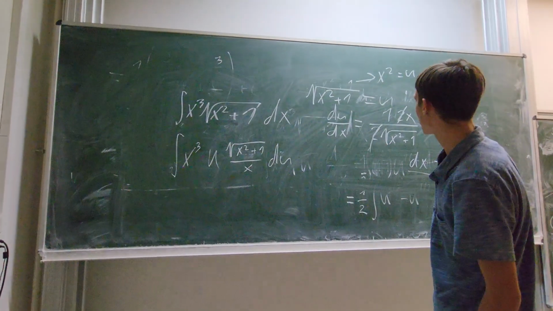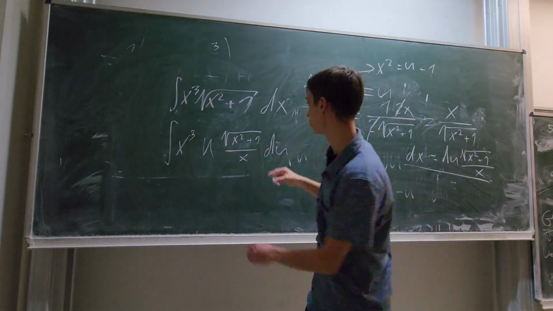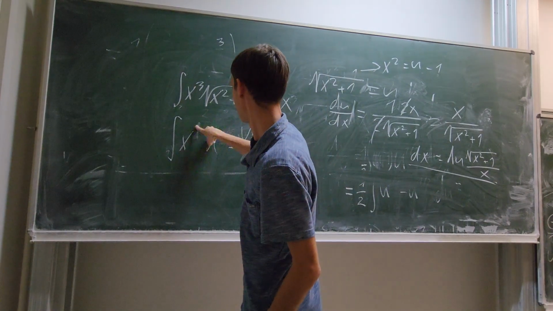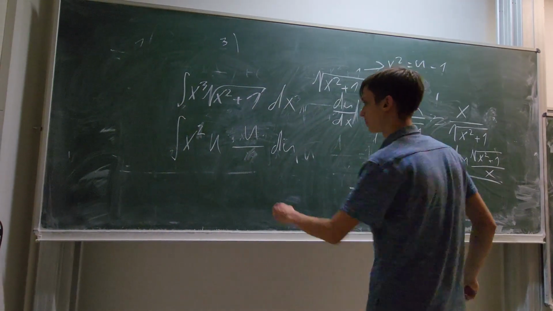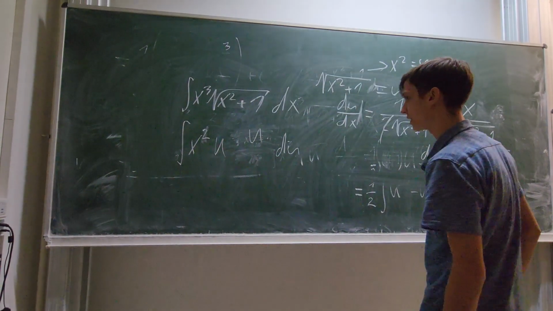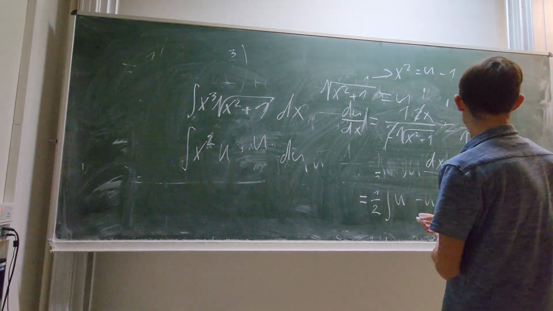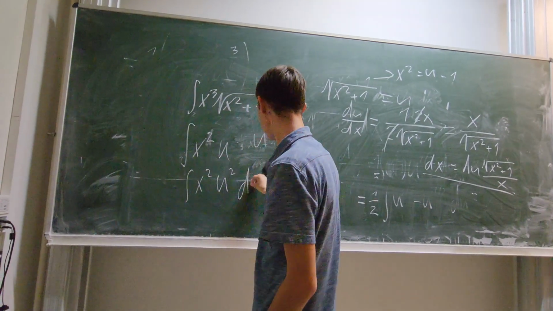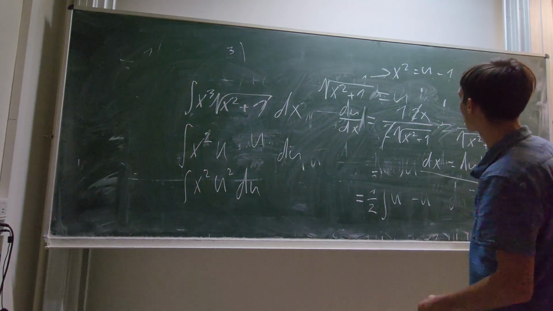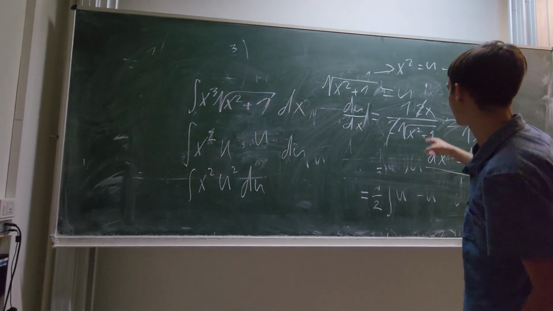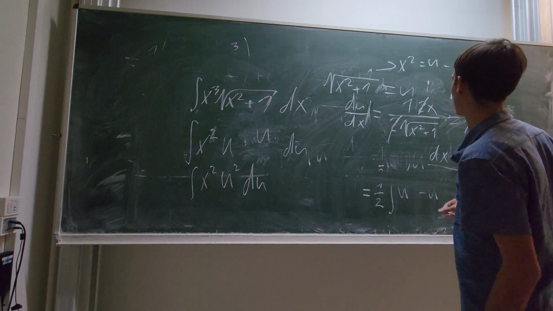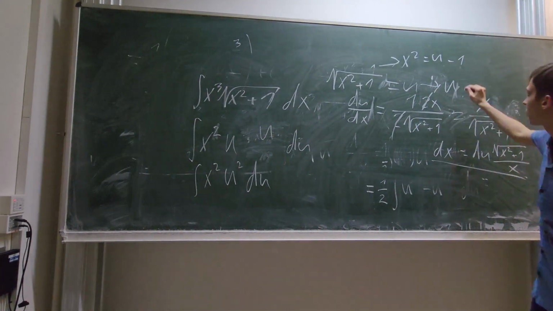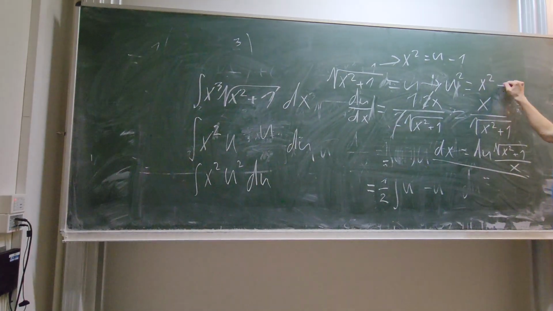Nice. And now because I know that this is u, I can say this is u as a whole. Then again, this makes it just x to the second power. So what I have nicely left is x squared u squared du. But I know that u squared should be equal to something. And I said u equals the square root of x squared plus 1. That means that I can just take both sides to the second power. u squared equals x squared plus 1.